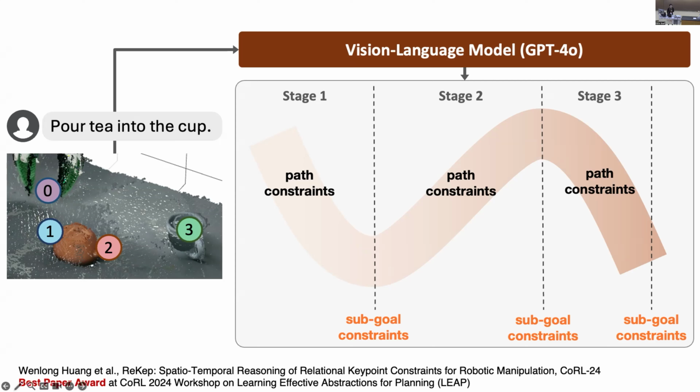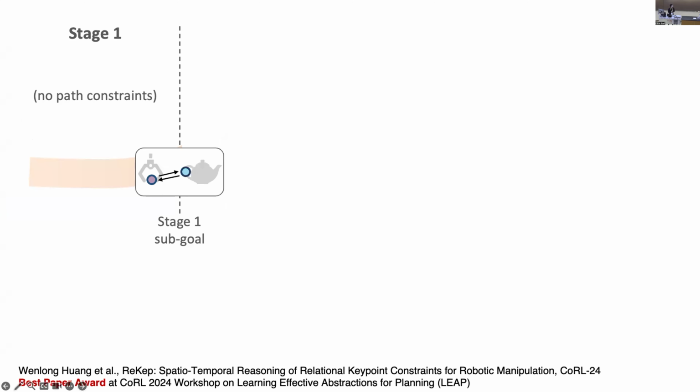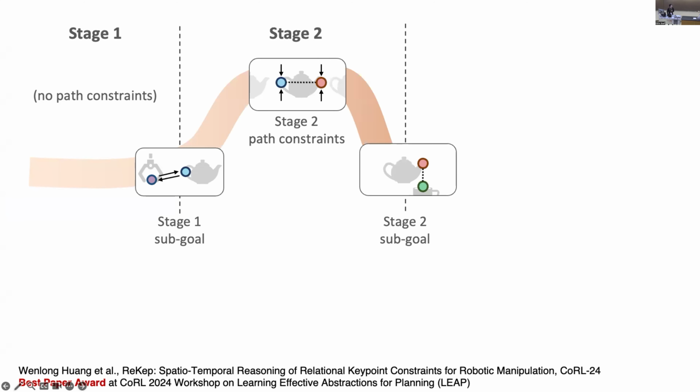The sub-goal constraints describe the spatial relationship at the end of a stage, which also specifies that as long as you satisfy them, it's time to proceed to the next task stage. And the path constraint describes the spatial temporal relationship that needs to be satisfied during the execution of that stage. Back to the pour tea example: at the end of the first stage, the gripper has to get closer to the handle part of the teapot. And at the end of the second stage, the tip of the teapot should be right above the cup.